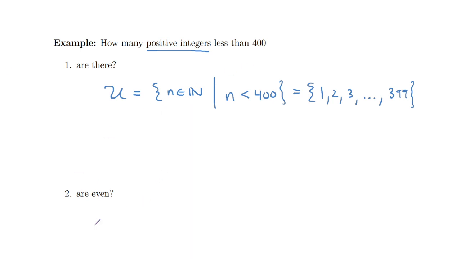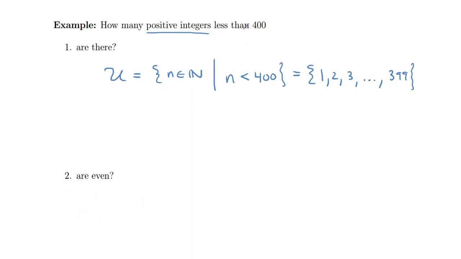First question: how many positive integers less than 400 are even? I could write that out. You could call it E. We actually did have a notation for this, which is 2Z. You're taking the integers and multiplying all of them by 2, and you'll get the evens. But that would be all evens, and here we're specifically restricting ourselves to positive integers less than 400.